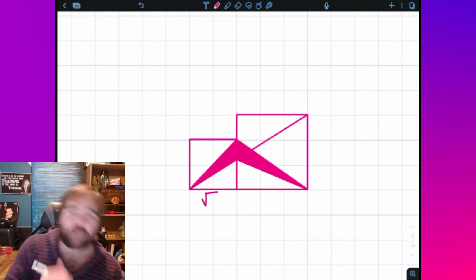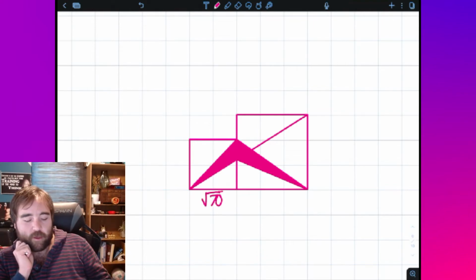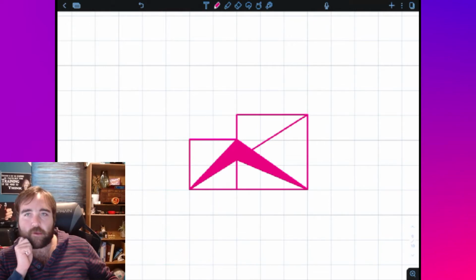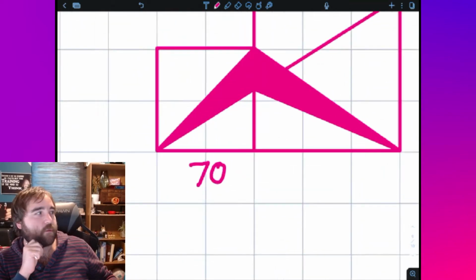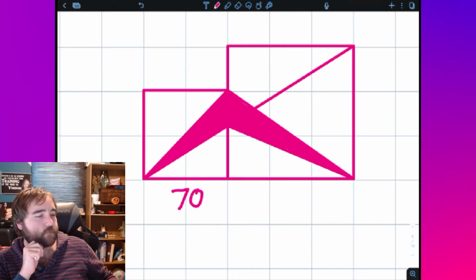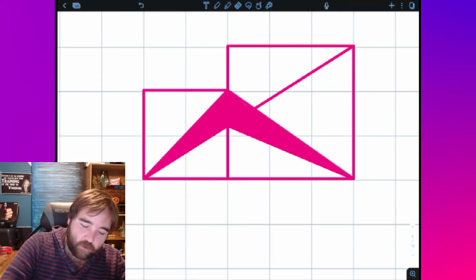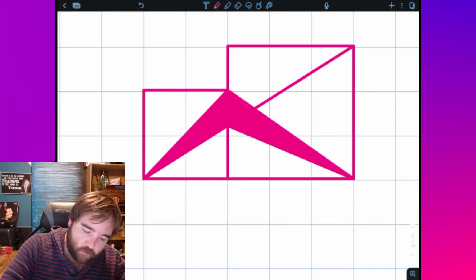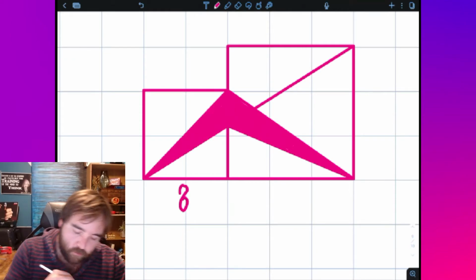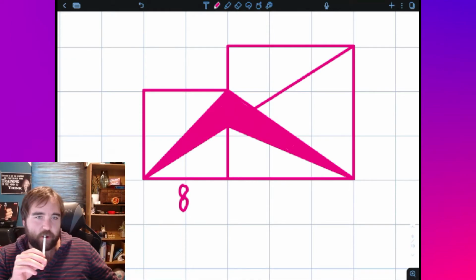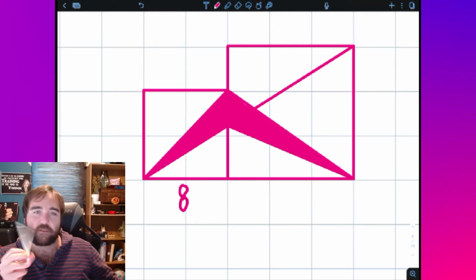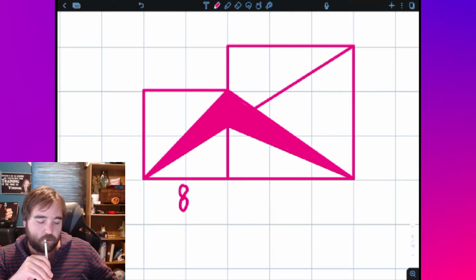Actually, you know what? This is my problem now. I'm going to change that. What can I make the side length? I'm going to make it 8. That's fair enough. So that side length is 8. So we need to find that area.